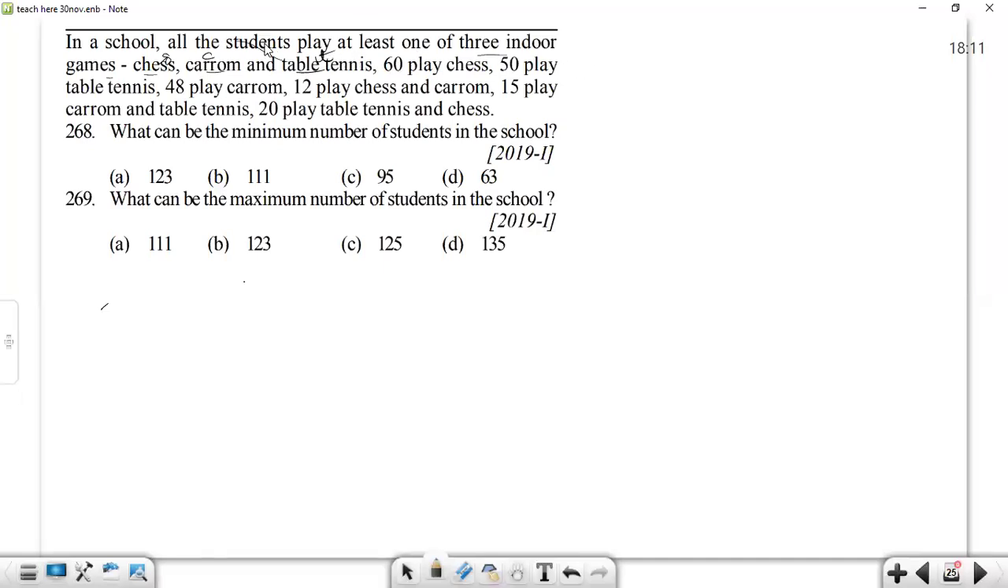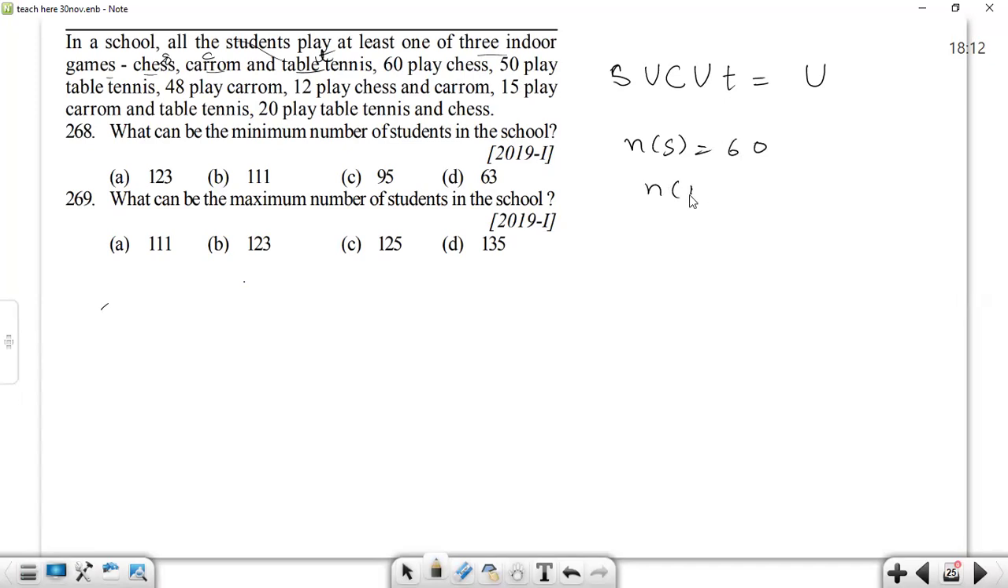Okay. So the first statement reads, all the students play at least one of the 3 indoor games. That means there are no students who do not play any game. So the union of chess, carom, and table tennis is the complete set of the school. Let us say that complete set is the union. Understood this statement's meaning?